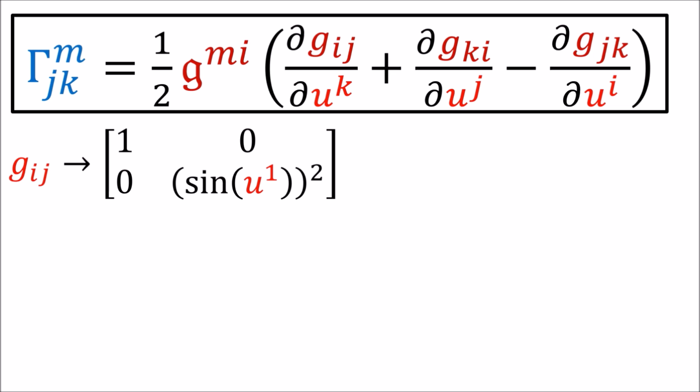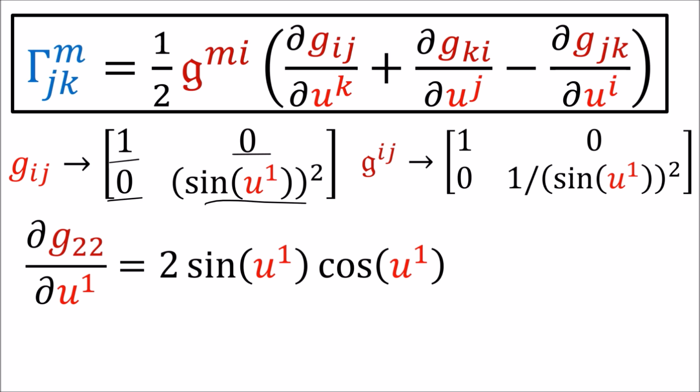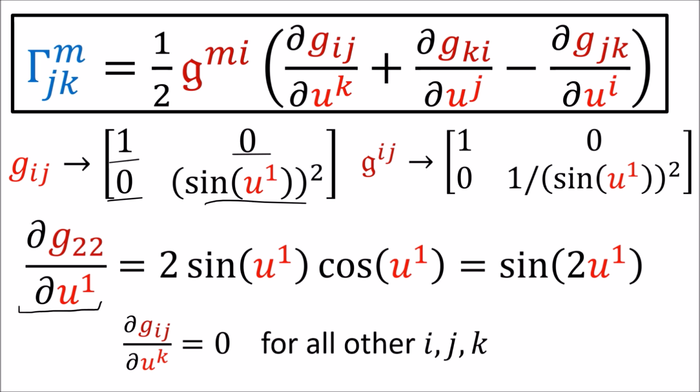So we know the metric tensor for the sphere is this, and this would be the corresponding inverse metric tensor. Now if we took the derivative of these tensor components, the only non-zero term would be taking the derivative of the g22 component with respect to the u1 variable. And that would give us 2 times sine of u1 times cos of u1, which would also be equal to sine of 2 times u1. All the other metric tensor component derivatives would be 0 for all other combinations of ijk.